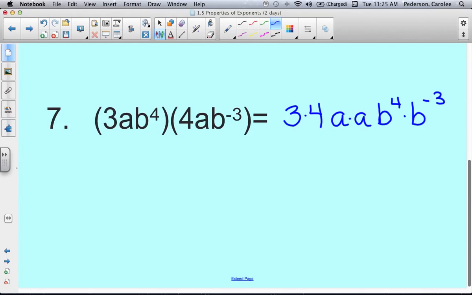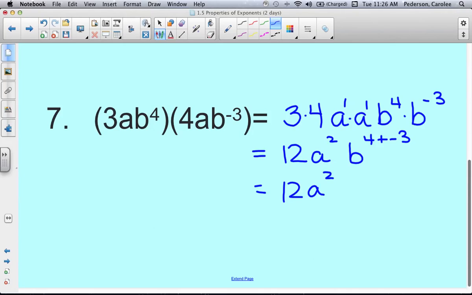Well, 3 times 4 is 12. And if you remember the next piece, a to the 1 and a to the 1, what do I do with them? I add them together. And then b to the 4th and b to the negative 3, I add those together. So 4 plus negative 3. So 12a squared still stays as it is, and then it's b, and then 4 plus a negative 3 is b to the 1.